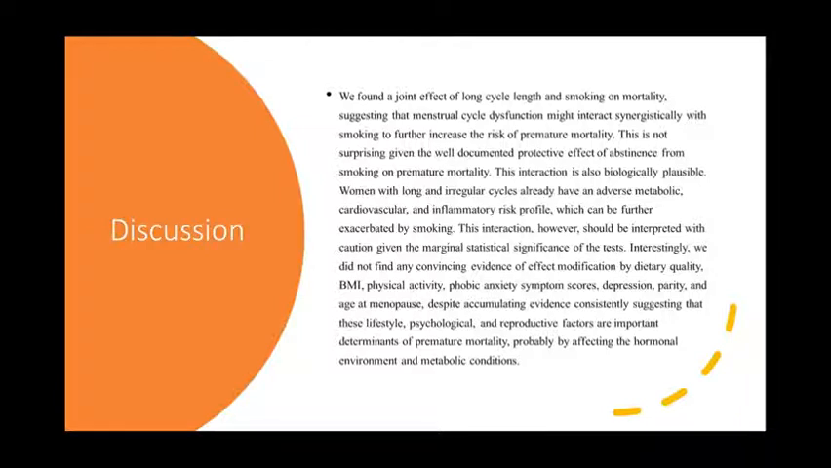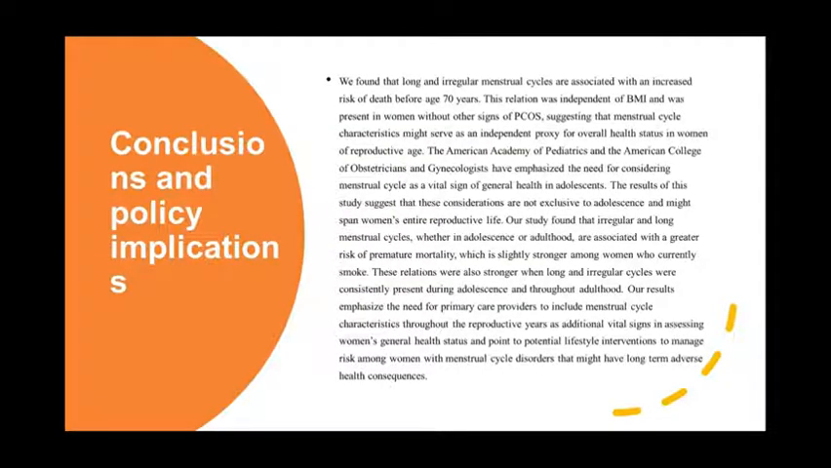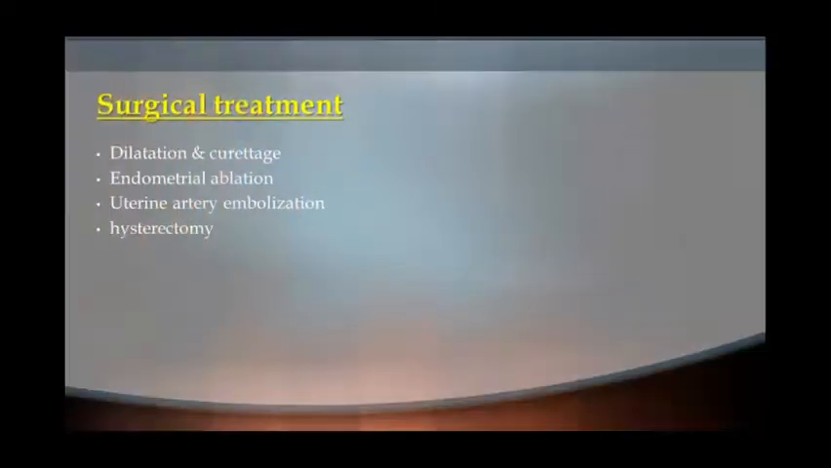And the final conclusion that was reached by the American Academy of Pediatrics and the American College of Obstetricians and Gynecologists is that the features of a long irregular cycle have to be taken as a vital sign of a woman's health. So the same way we consider obesity, smoking, and diabetes as vital signs in a woman's health, this study suggests that irregular and long periods also have to be considered as one of the vital signs in the prognosis of life expectation.